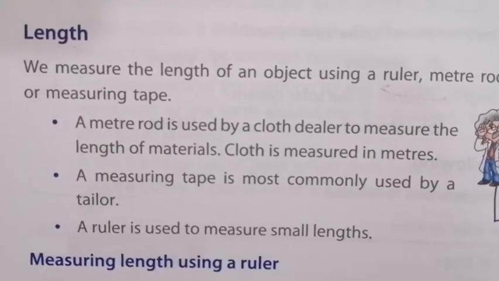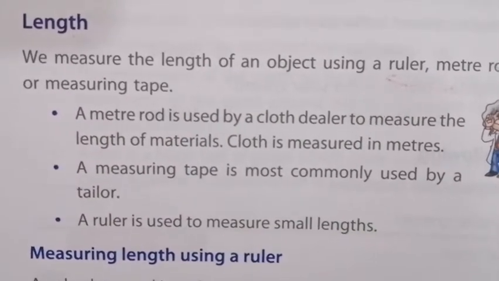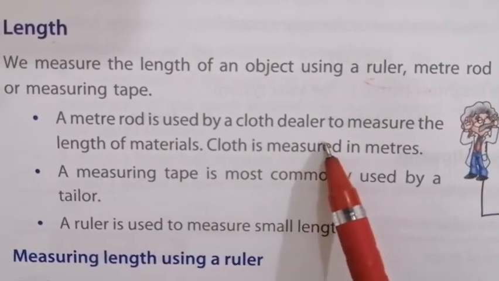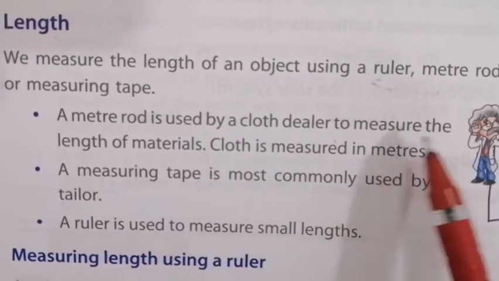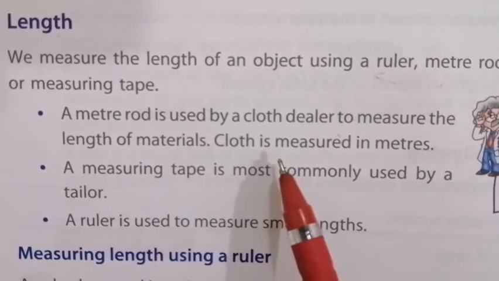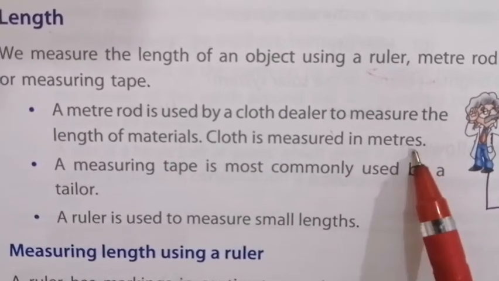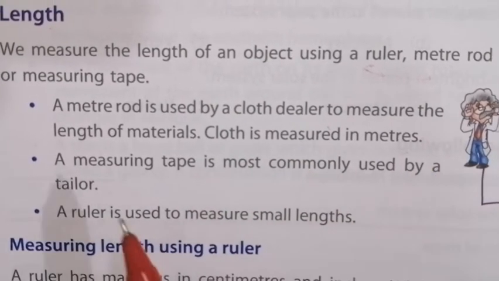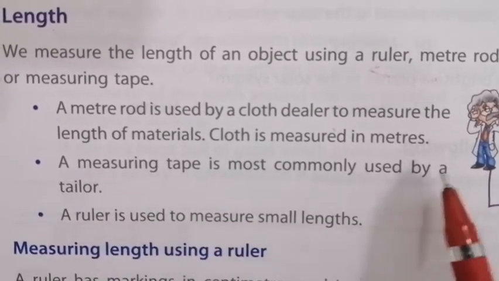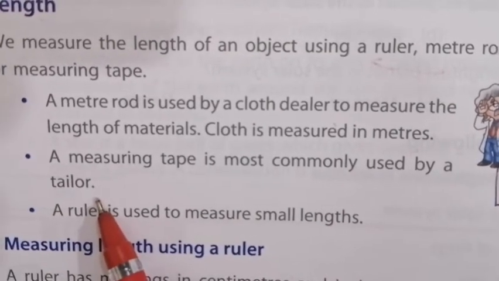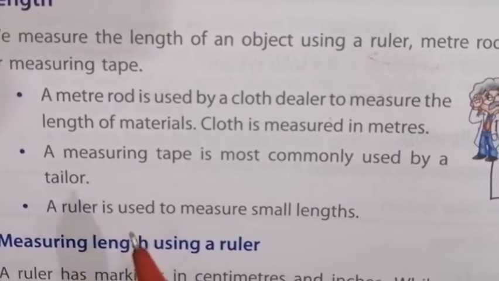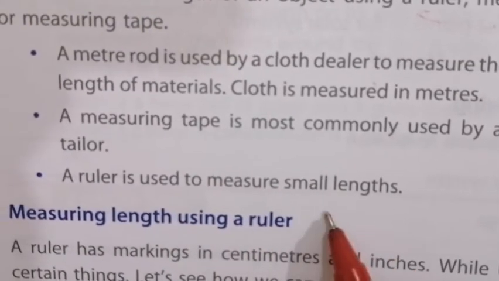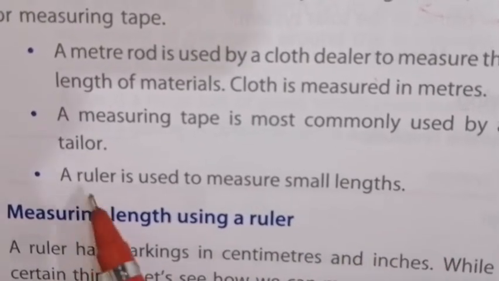Okay, when we measure the width and length of a classroom, we use a measuring tape. Okay, so a meter rod is used by a cloth dealer, isn't it, to measure the length of material. How is cloth measured? It is measured in meters. A measuring tape is mostly used by a tailor. With the tailor you can see, isn't it? The tailors will be having a tape with them. And a ruler is used to measure small length. For measuring small length, you use a ruler.